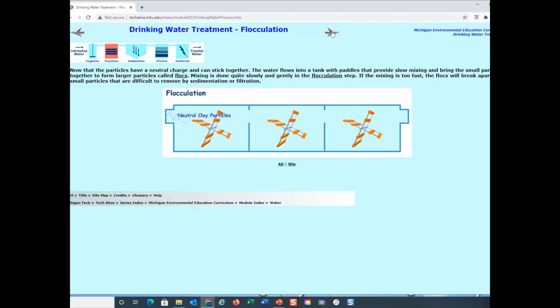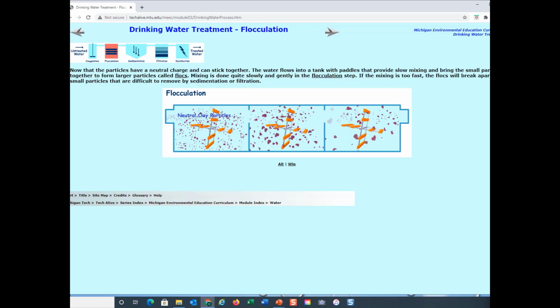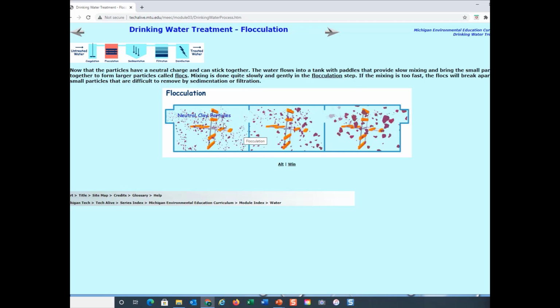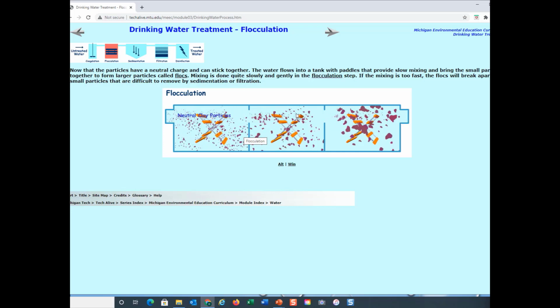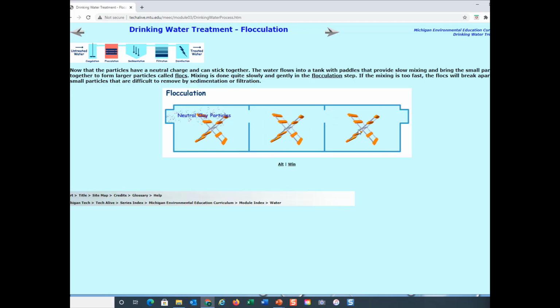So let's take a look at that flocculation process. Again, you've got these neutral clay particles, but you've also got the polymer in there. They go into one tank, and with some slow mixing, you get those polymer particles to trap everything, and they form larger and larger aggregates. Then they go into the next tank, and there's more mixing, and they form even larger aggregates, and so on and so forth. They're always forming larger aggregates the more spinning happens.